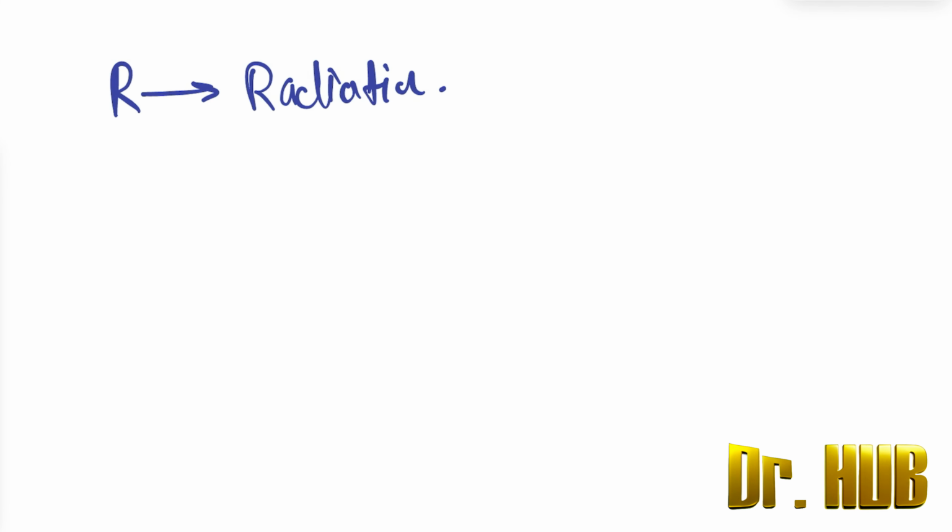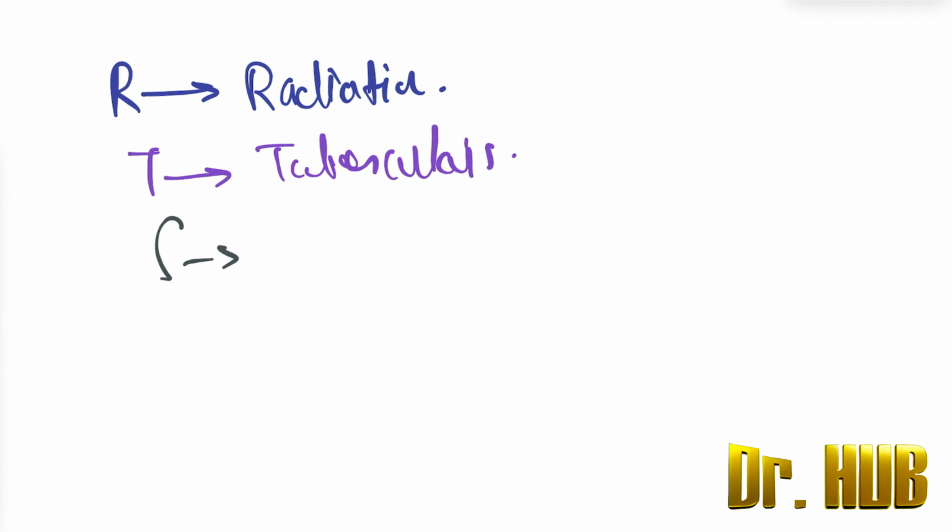Then comes the letters R and T. Here R stands for radiation. Then comes T. T stands for tuberculosis. Then comes S. S for sarcoidosis.